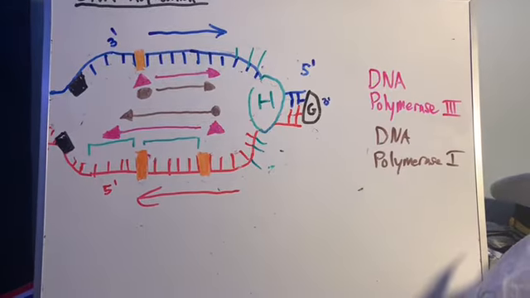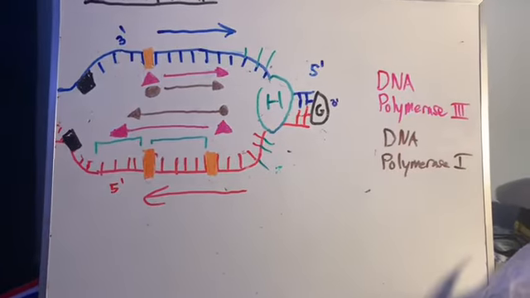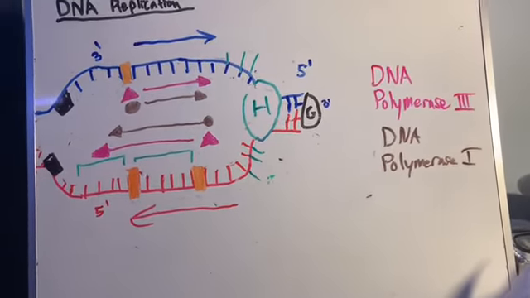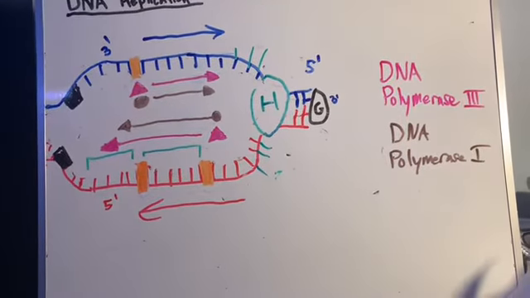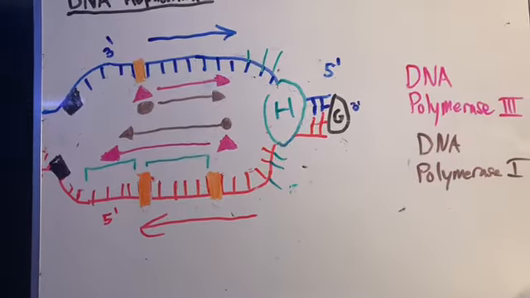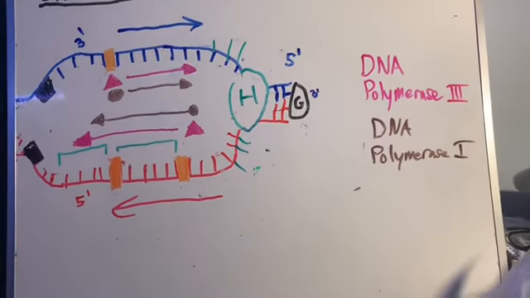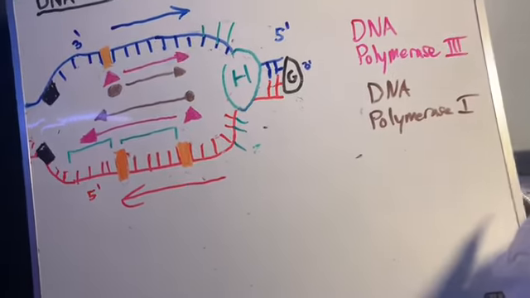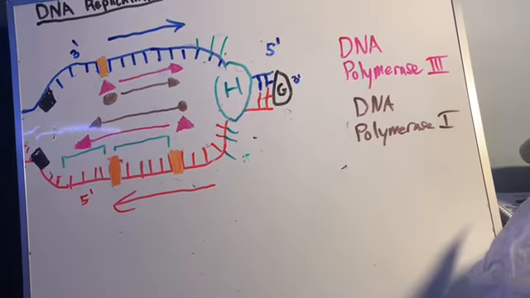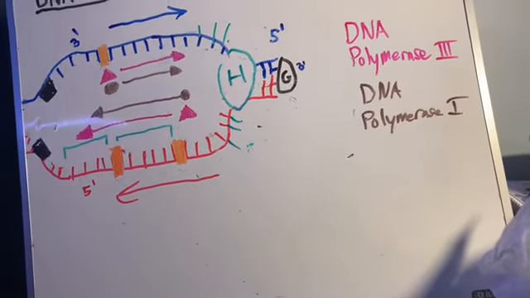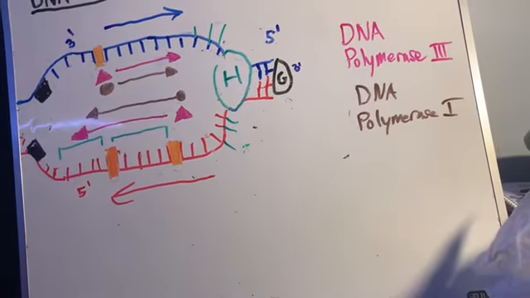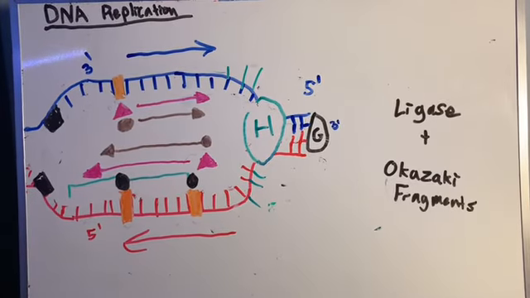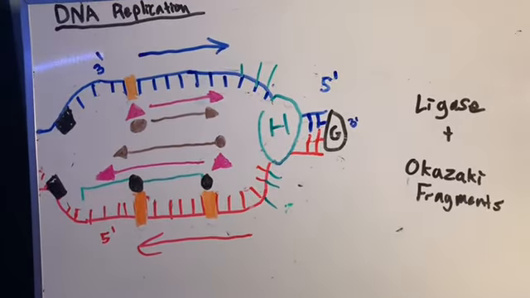Alrighty, now we have the big team players added into the process. We have DNA polymerase 3 and 1. DNA polymerase 3 on the leading strand will add all of the nucleotides going in the direction of replication, and on the lagging strand, it'll go towards the point of origin, and DNA polymerase 1 will replace the primer nucleotides in each. Finally, we have ligase, represented by the black circles, and their job is to connect and seal off the Okazaki fragments.